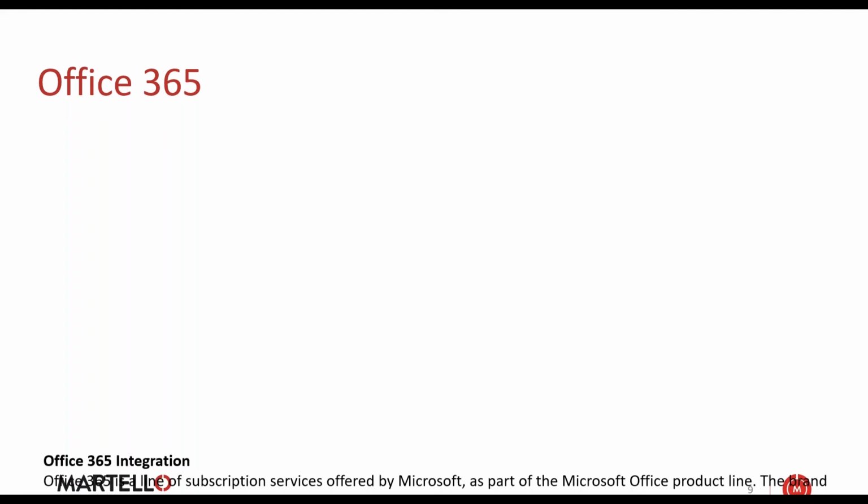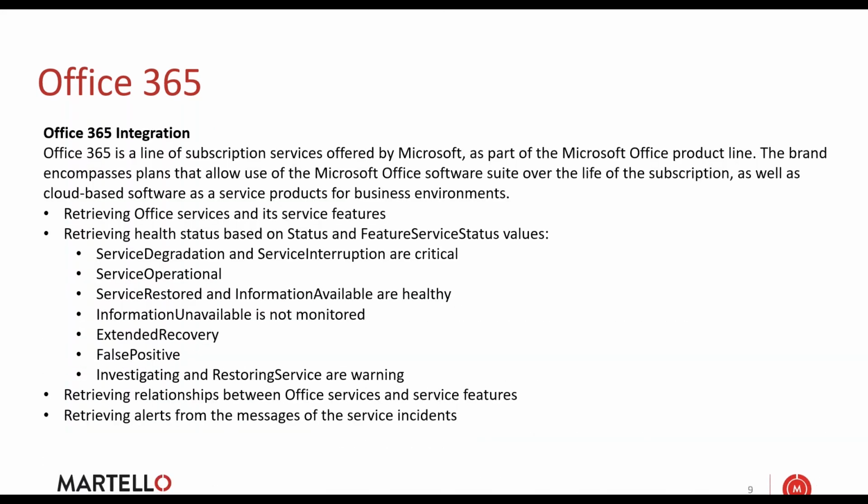Sorry, Chris, go ahead. So another key component of the cloud is obviously Office 365. With Office 365, we're actually going to pull the services, the service features, and the health states of those. How we base the health state is that service degradation and interruptions are obviously considered critical. If it's operational, then it's healthy. If it's restored or there's just information available, we consider it healthy.